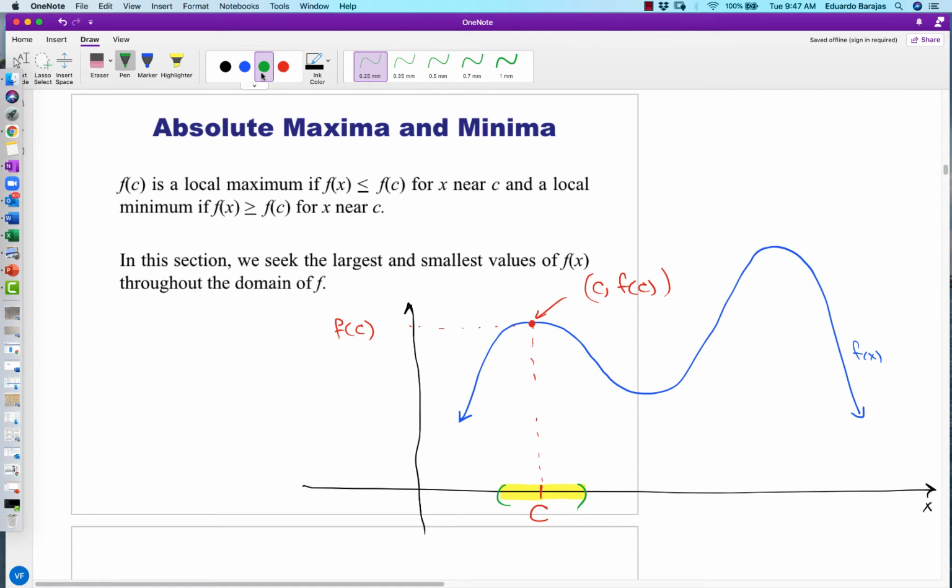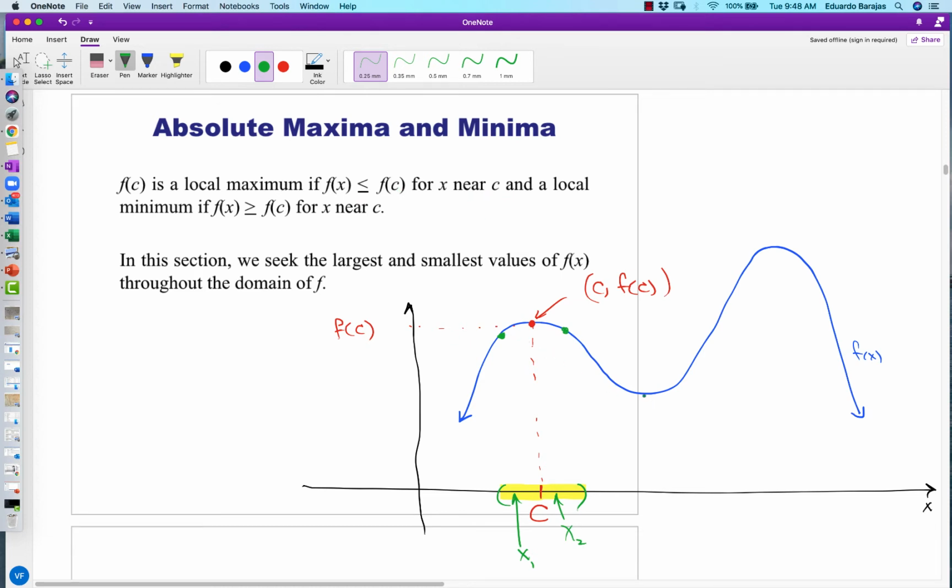So for example, if we let x be this number right here that's close to c, or maybe x could be this value over here. Let's subscript them: x sub 1, maybe x sub 2, right? You can pick anything close to c, and no matter which value you choose, the output ends up being some f of x value that's less than or equal to that f of c, right? So f of c is a local maximum if f of x is less than or equal to f of c for x near c. Good.